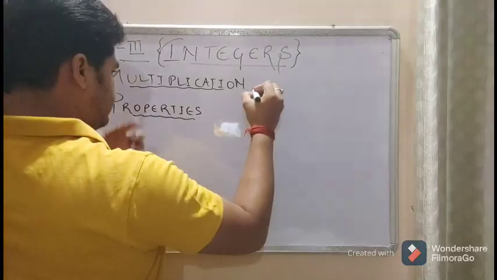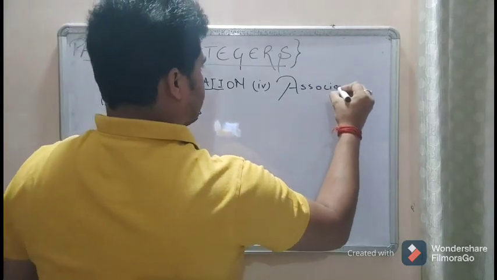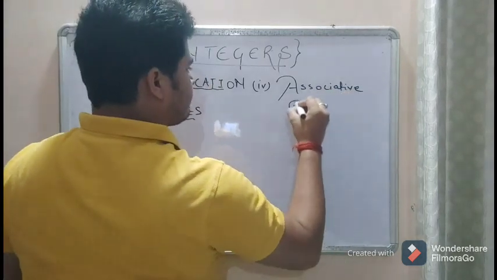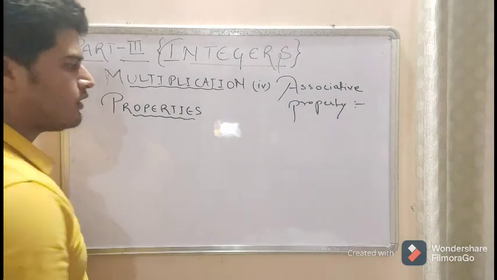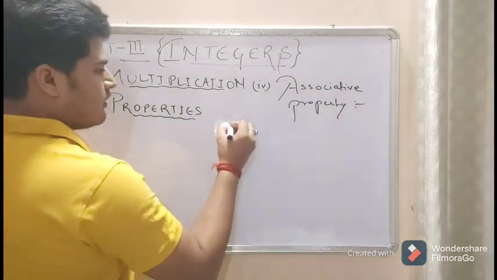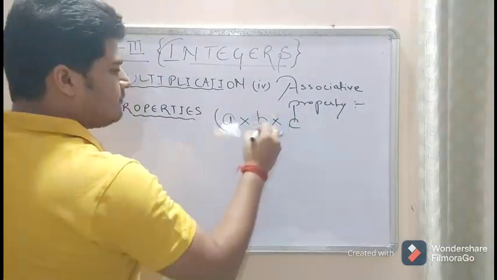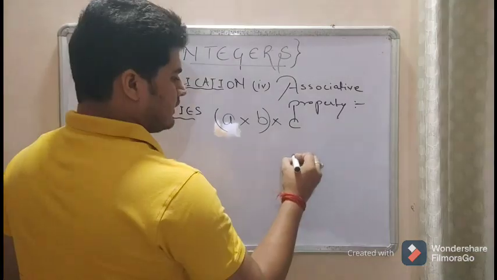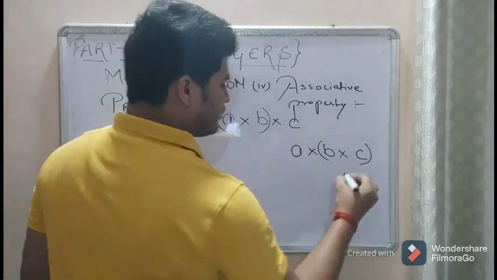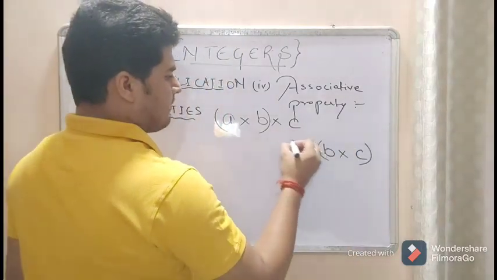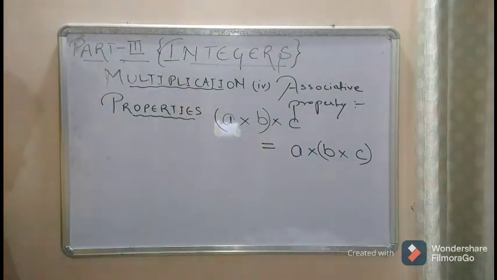Now comes the fourth one, which is named the associative property. Now what does this property want to say? If you have three numbers and you multiply the first two numbers first, and if you have the same three numbers but you multiply the last two numbers first, the output is going to be the same, the product is going to be the same, the result is going to be the same.